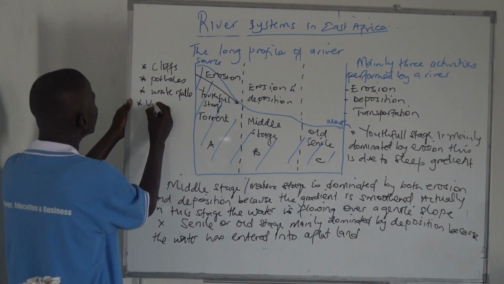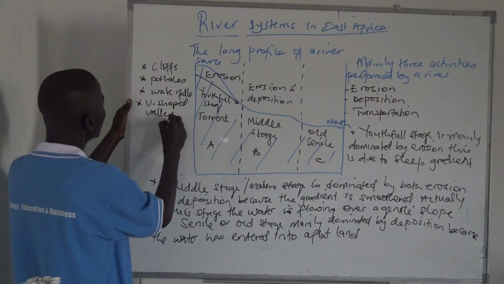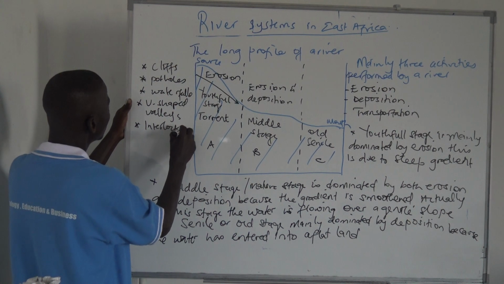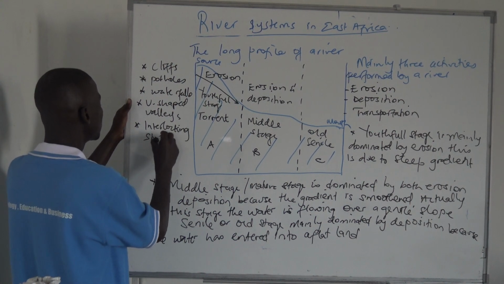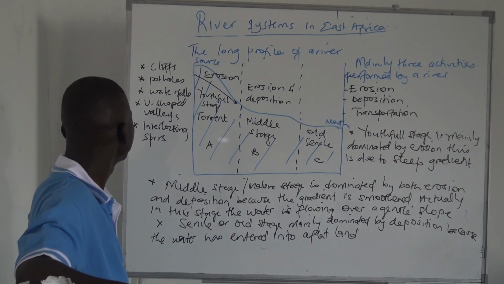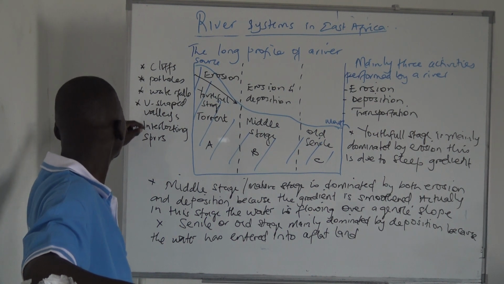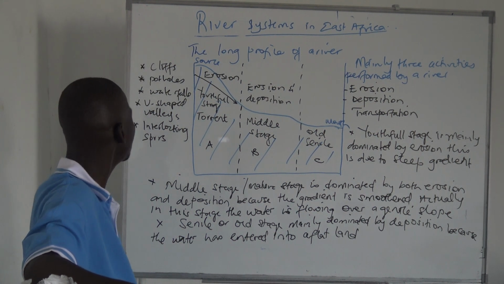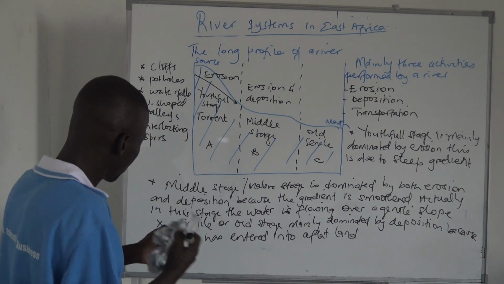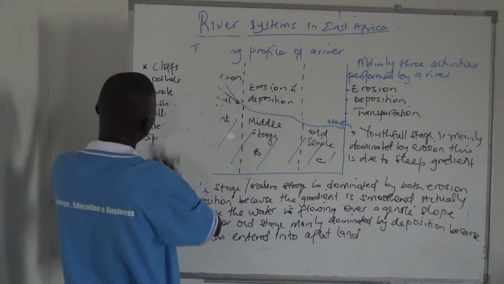The V-shaped valleys, the interlocking spurs, all are characteristics of the youthful stage of a river. Of course, once you see waterfalls, expect cliffs to exist. Let me briefly explain what I mean by these different features.